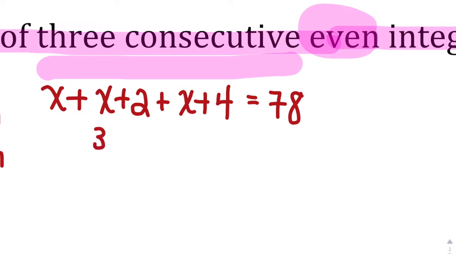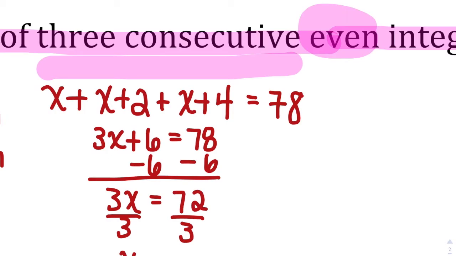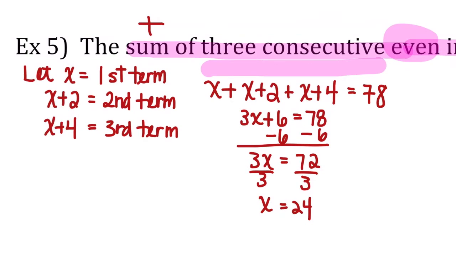So 3x plus 6 equals 78. Minus 6 on both sides, you have 3x equals 72. And divide by 3 on both sides, x equals 24. So that means the first term when I started is 24. Second term I have is 24 plus 2. And the third term I have is 24 plus 4.